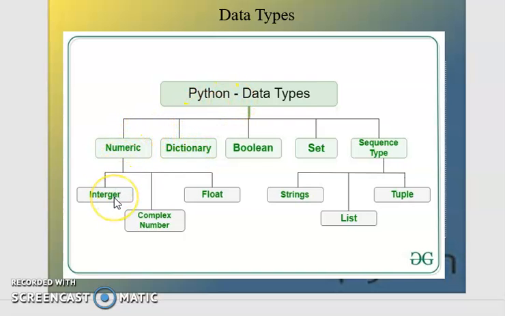The numeric data type consists of integer, complex numbers and float. These three representations are included in the numeric type. Then dictionary, that's the only type, the dictionary type. Then boolean data type. And next one is set. And sequence type consists of three other types, that is strings, list and tuple. These are the three data types as part of sequence types, and we will go through each of these data types.